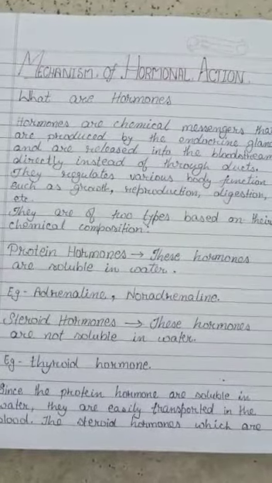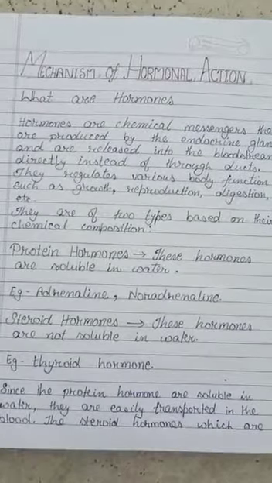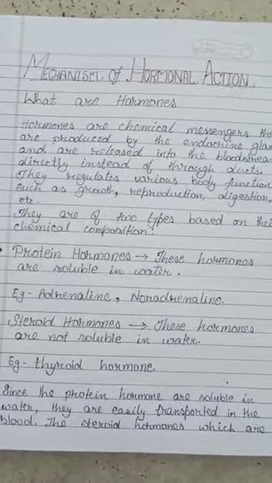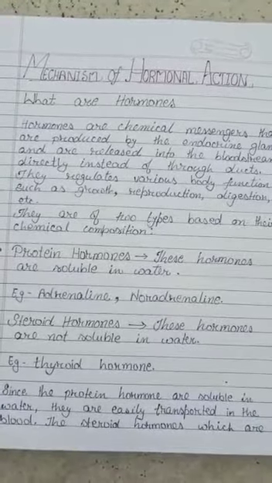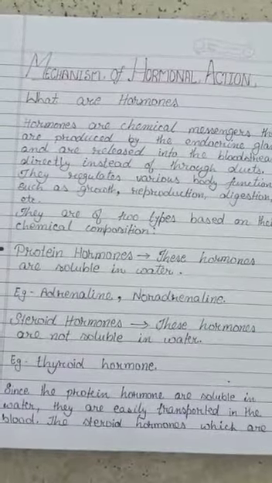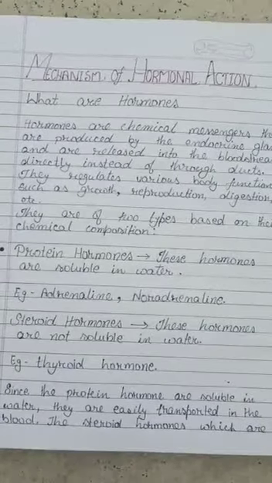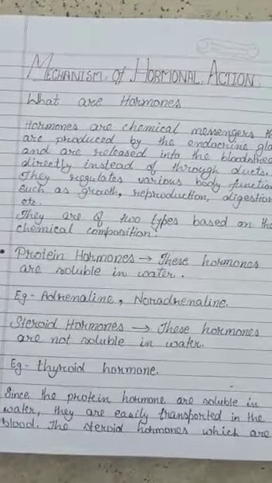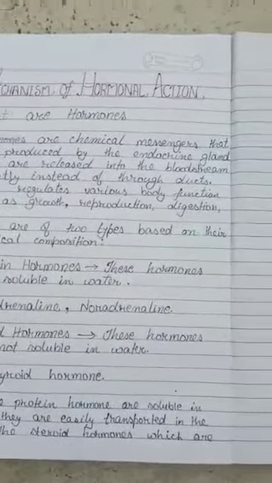Protein hormones. These hormones are soluble in water. Example: adrenaline, noradrenaline. Steroid hormones. These hormones are not soluble in water. Example: thyroid hormone. Since the protein hormones are soluble in water, they are easily transported in the blood. The steroid hormones, which are not soluble in water.